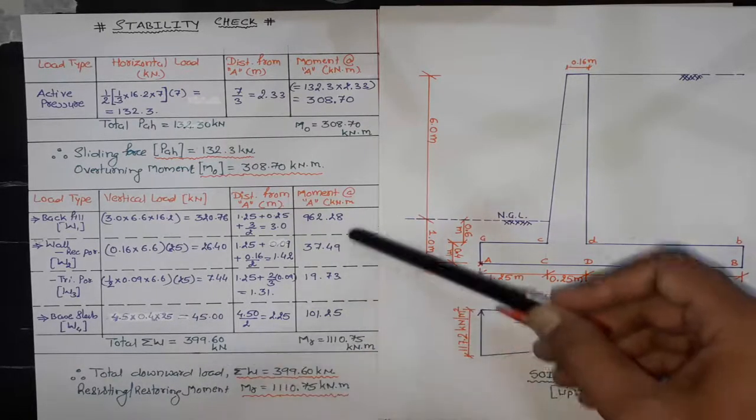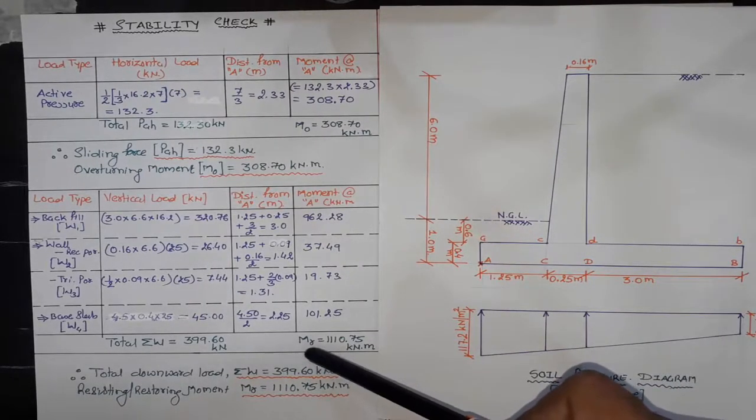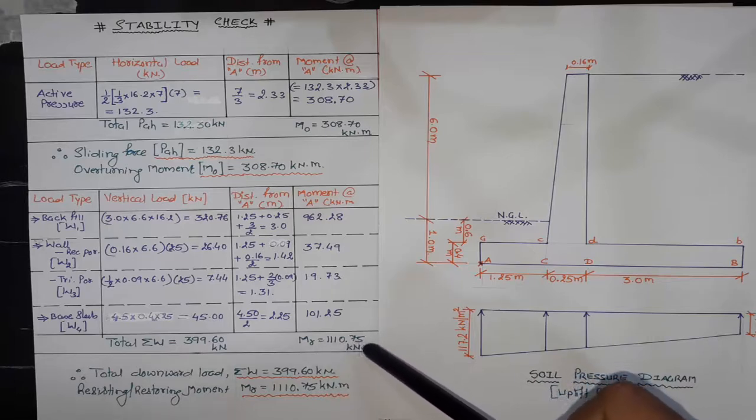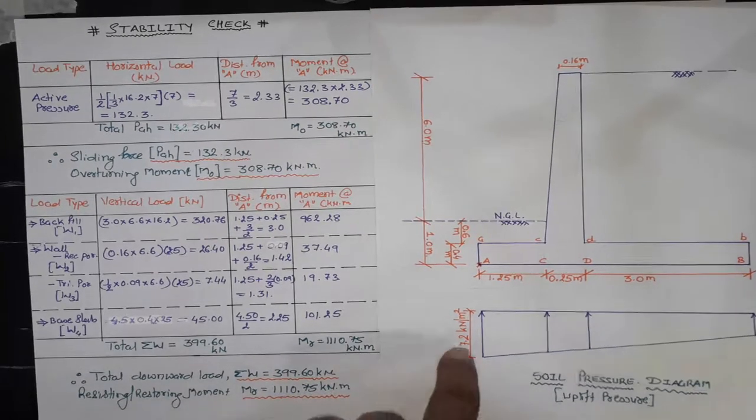Summation of all these loads, that's W1, W2, W3 and W4, comes out to be 399.60 kilonewton, and summation of all these moments, which is also known as restoring or resisting moment, will be equal to 1110.75 kilonewton meter. I have summarized these loads as total downward load, that is the load acting towards gravity, sigma W is 399.60 kilonewton, and total restoring or resisting moment is 1110.75 kilonewton meter.